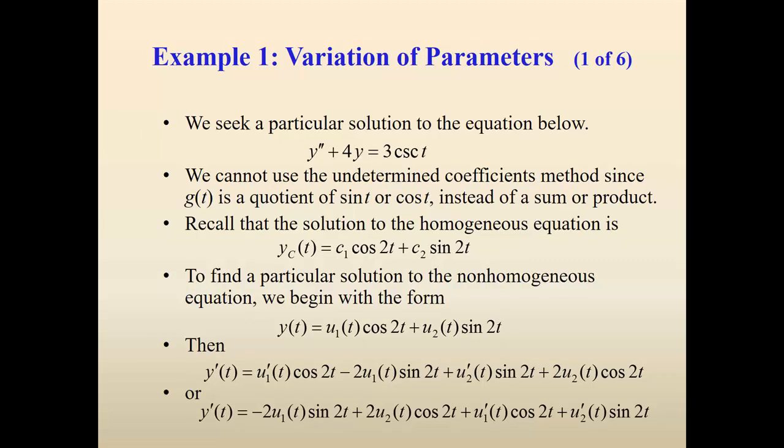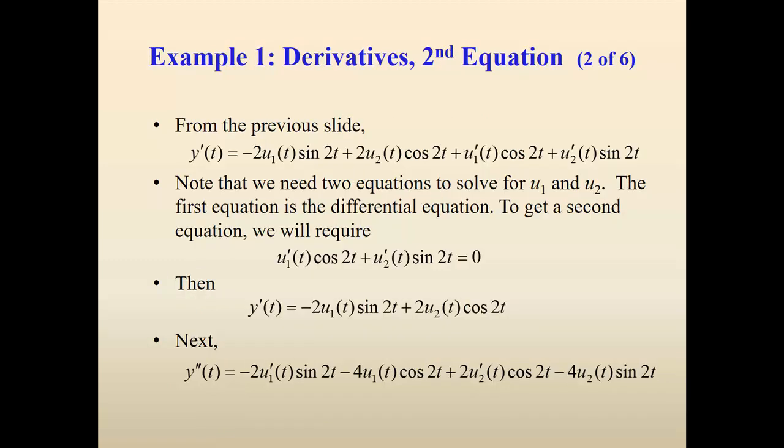So what I'm going to do instead is say, look, yc is c1 cosine of 2t plus c2 sine of 2t, right? So the things in front of cosine and sine should be constants, right? c1 times cosine and c2 sine. This c1 and c2 should be constant-ish, right? So that u1 prime times cosine and u2 prime times sine should act as if it's 0, right? So that's what we're going to do in order to simplify our lives.